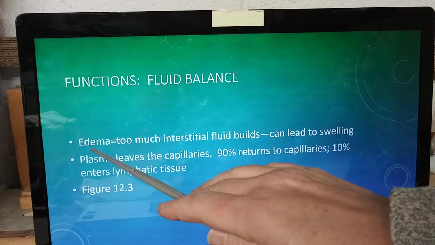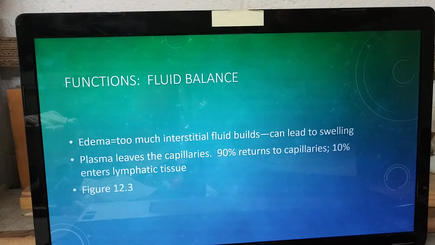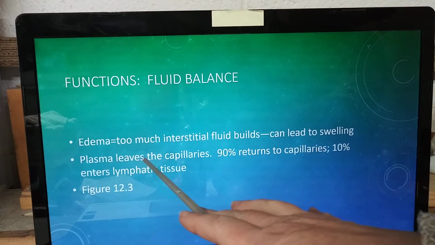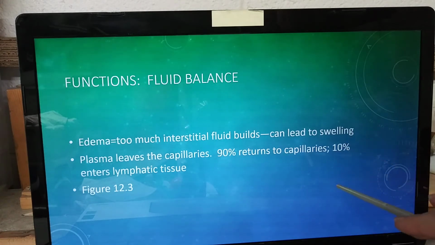So you can see here that edema is when you have too much interstitial fluid buildup, and that can lead to swelling. If you've ever had an injury that had swelling in that tissue, that's just an excess of interstitial fluid. We learned already that plasma leaves the capillaries and 90% goes back into the capillaries, but 10% enters the lymphatic tissue. And you can see that explained in figure 12.3 in your textbook.